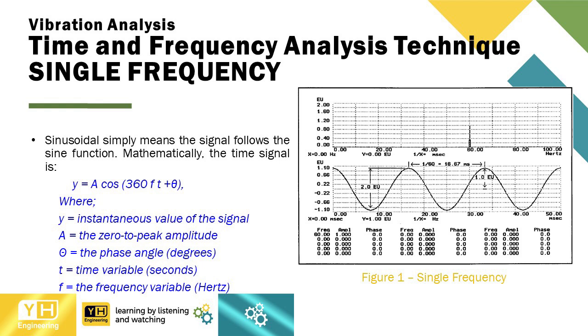Mathematically, the time signal is y equals A times cos of (360 times f times t plus theta), where y stands for the instantaneous value of the signal, A stands for the 0 to peak amplitude, theta stands for the phase angle in degrees, t stands for the time variable in seconds, and f stands for the frequency variable in hertz.